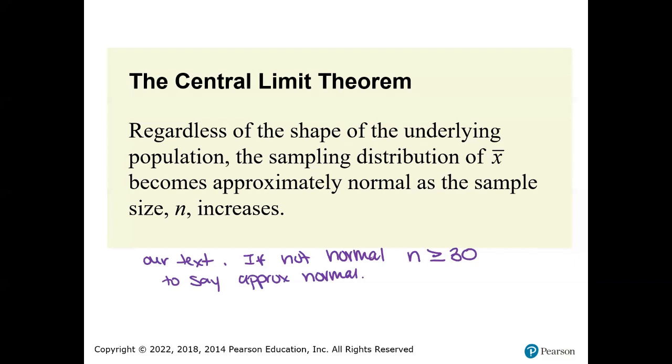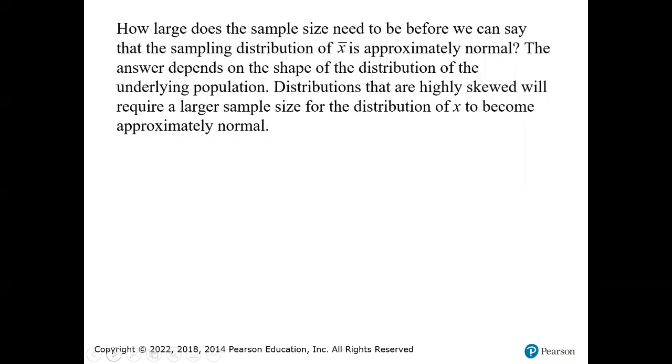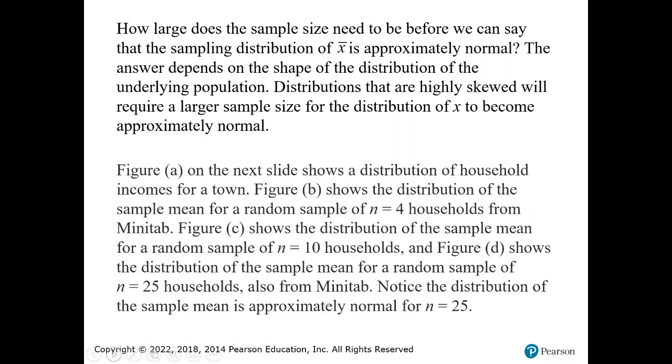as long as my sample size is 30 or more. How large does the sample size need to be before we can say the sampling distribution of the mean is approximately normal? The answer always is going to depend on the shape of the distribution we're working with. Clearly, if it was really skewed, the sample needs to, of course, be higher versus lower. But again, we're going to use the general rule of thumb for our textbook of sample size 30.